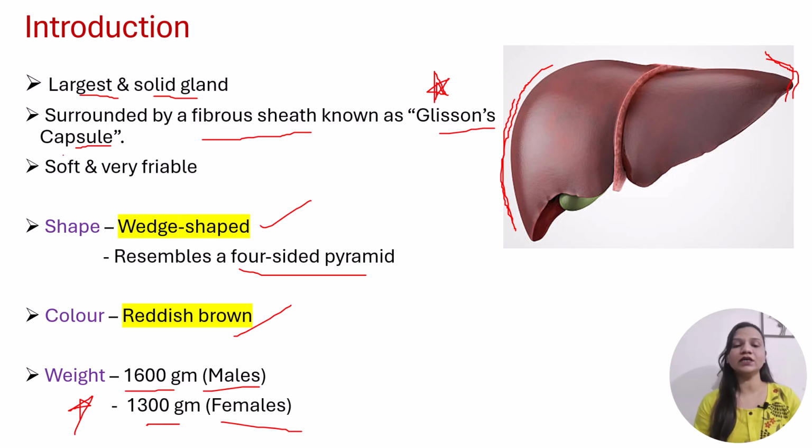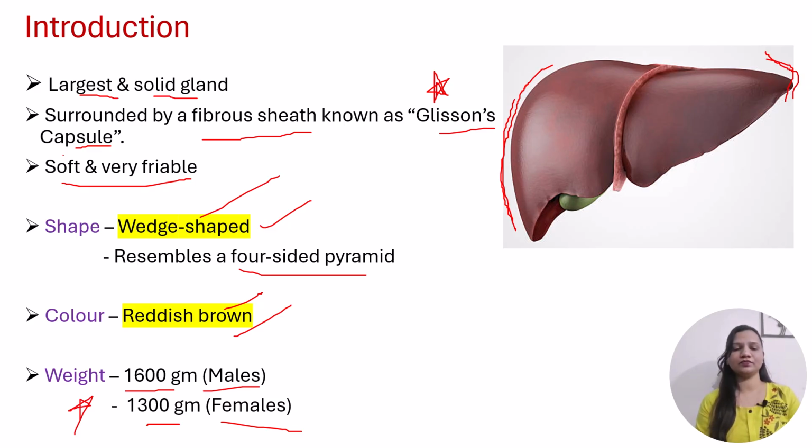It is a soft and very friable organ. Friable means it can easily be broken into small pieces. Its shape is wedge shaped, its color is reddish brown, and its weight is 1600 gram in males and 1300 gram in females.